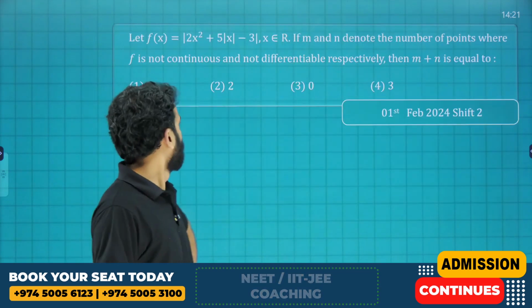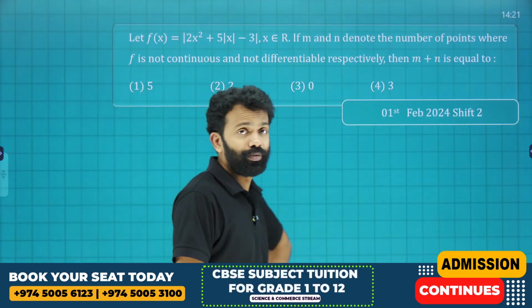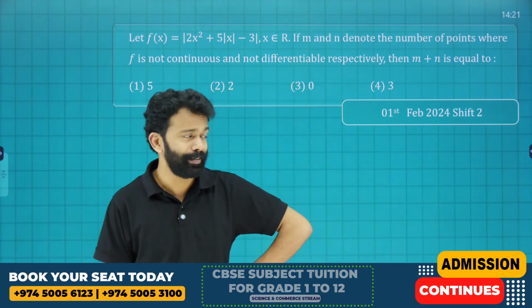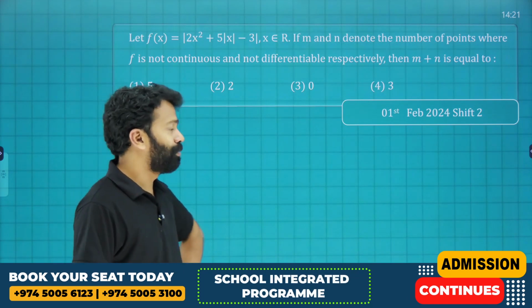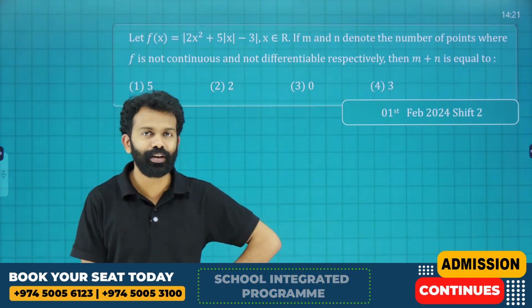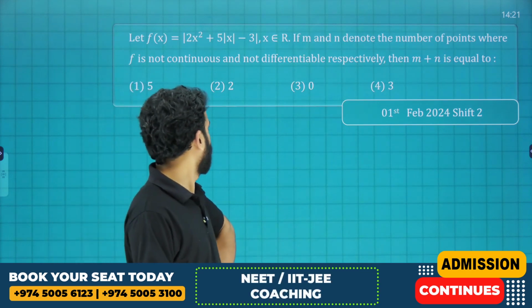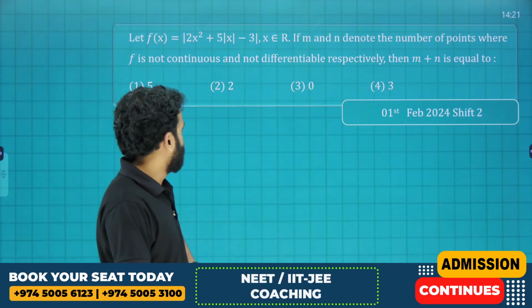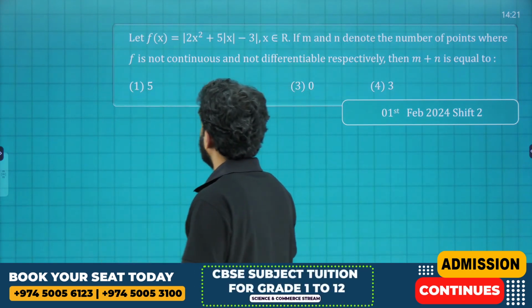Next one. f of x is equal to 2x square plus 5 times mod x minus 3, where x is an element of R, and m and n denote the number of points where the function is not continuous and not differentiable. You need to identify the number of points and sum it up. Slightly lengthy one, but we can formulate this. What I'm going to do is split this.